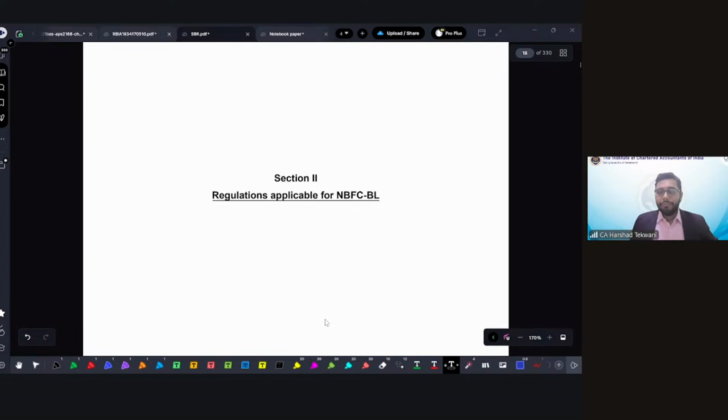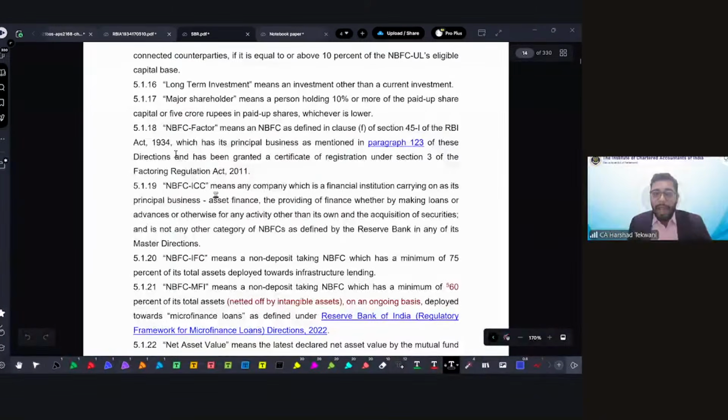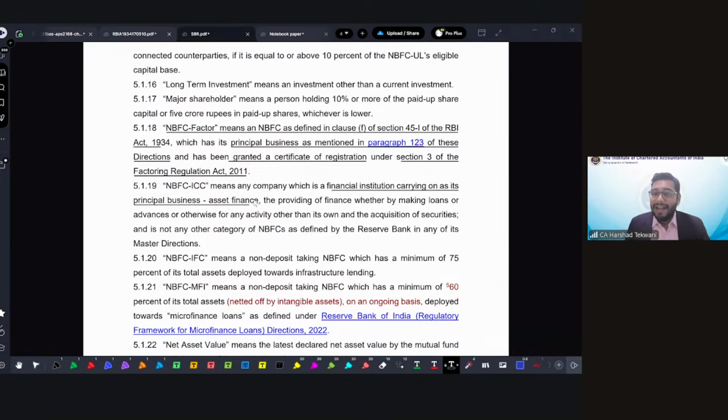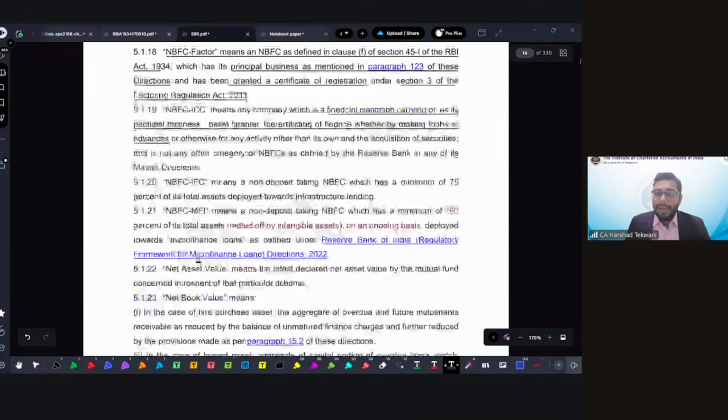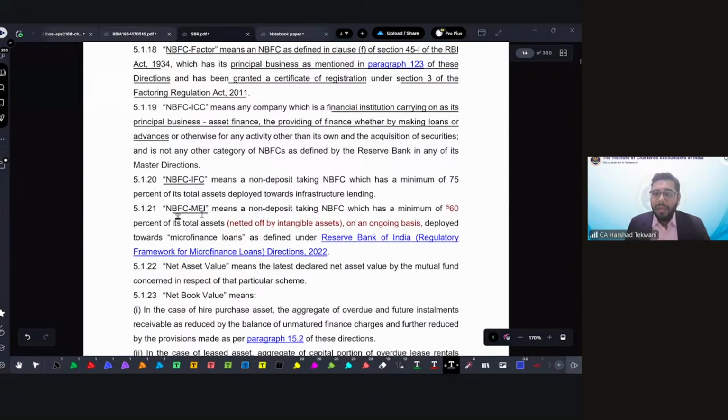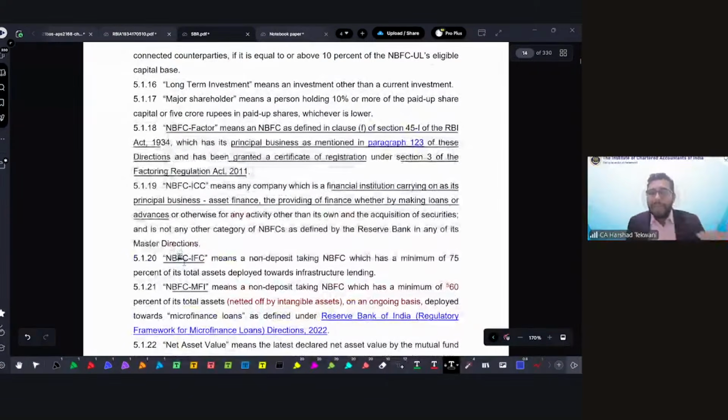For example, NBFC-Factor means the NBFC defined in clause (f) of section 45-I of the RBI Act, which has a principal business mentioned in paragraph 123 of these directions and has been granted a certificate of registration under the Factoring Regulation Act. AFC means a financial institution carrying on its principal business as asset finance, providing finance whether by making loans or advances. Similarly, you have definitions of IFC, MFI. Different kinds of NBFCs' definitions are given.